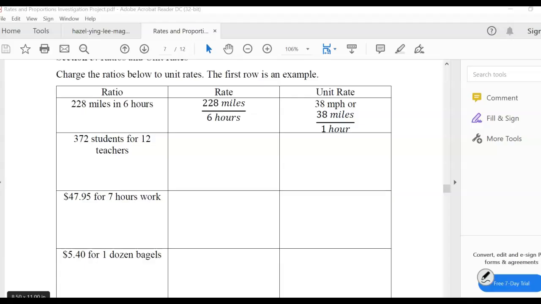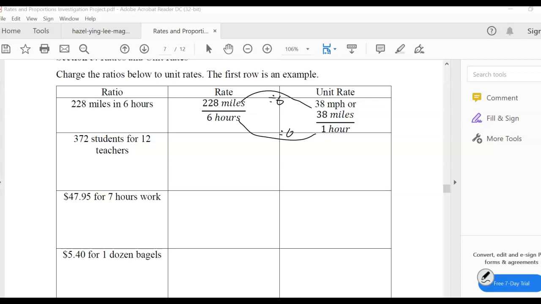All right, that first one up on the top says 228 miles in 6 hours. The rate would be 228 miles per 6 hours. How do we get to the unit rate in this problem? Colin? Good. They divided by 6 to get to 1 hour. Then we took 228 divided by 6 to get 38. You would read this: 38 miles per 1 hour.